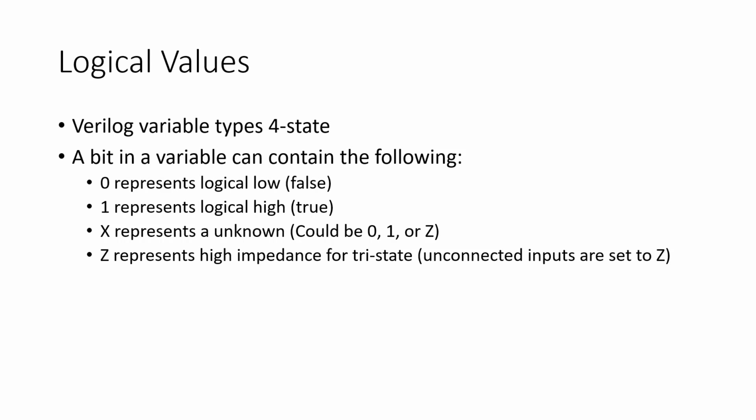It's important to note that Verilog variable types are what's referred to as four-state. That means they can represent four different states for an individual bit. They can represent a 0, which represents a logical low, a 1, a logical high, an x, which represents an unknown, and z, which represents high impedance. So for each of our variables, if it's 1 bit wide, it can represent one of these four values.